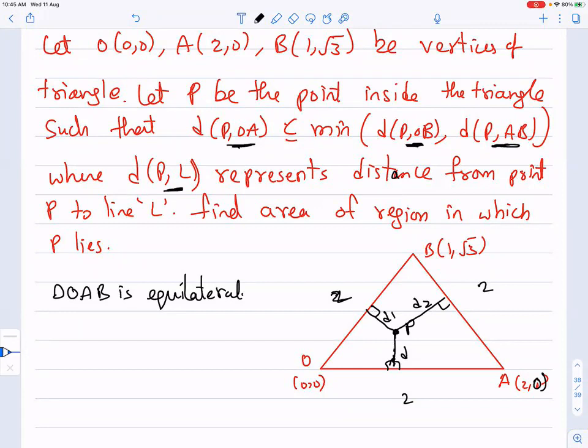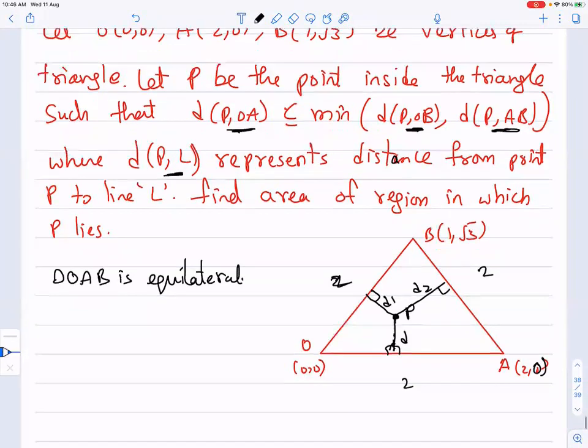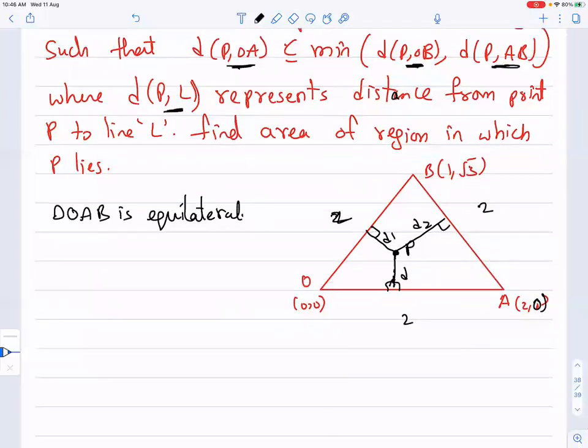Okay, listen. Now, what will I do? The comparison is between what? P से OB and P से AB का distance, correct? I will try to find out where exactly D1 and D2 are equal, because the given thing is D less than or equal to D1, D2. So that means दोनों से distance equal में तो point should lie on its angular bisector.